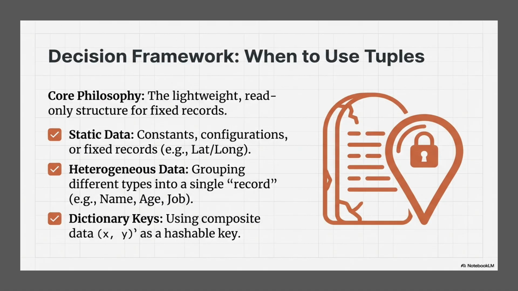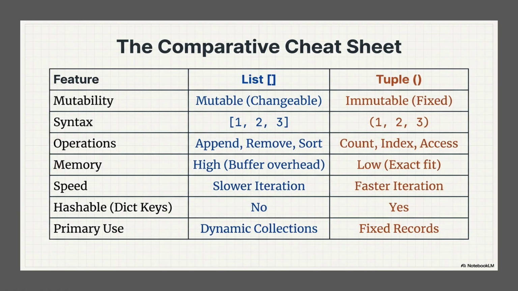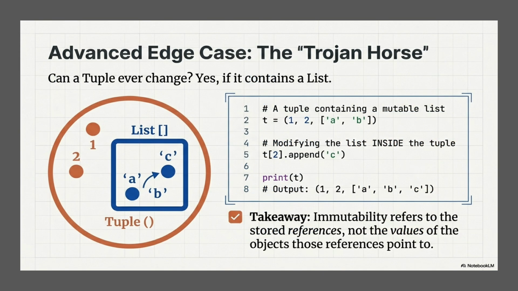Here is the cheat sheet. Pause the video and screenshot this. Lists are mutable and slower. Tuples are immutable and faster. Simple as that. One last advanced puzzle.